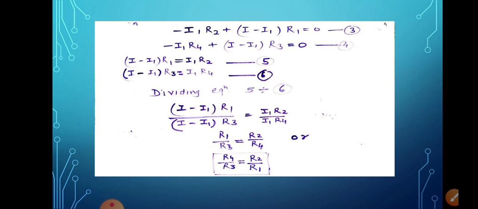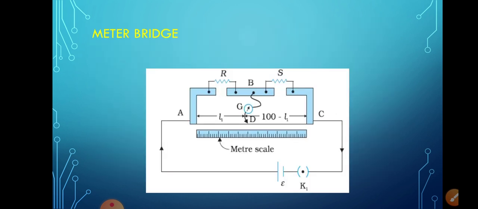Now we will use this Wheatstone bridge principle to determine the value of an unknown resistance by using a meter bridge. This is the meter bridge, which consists of a 1 meter scale and a metal strip, a copper metal strip, and one wire between A to C, that wire of 1 meter.